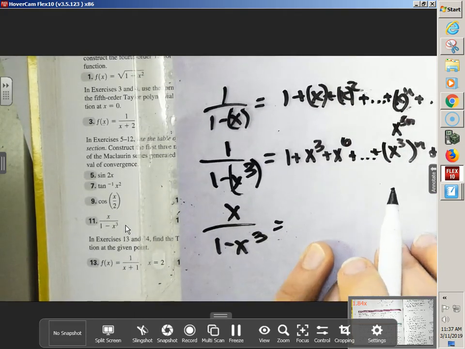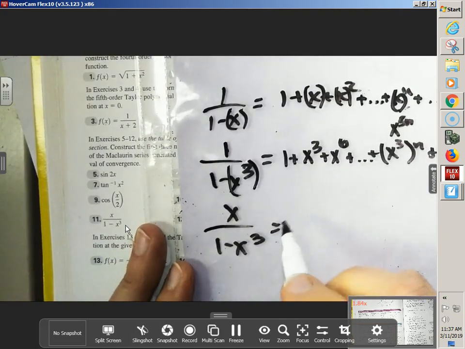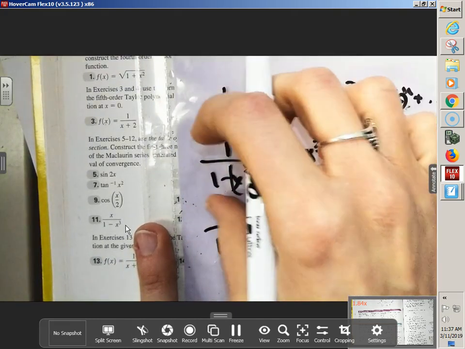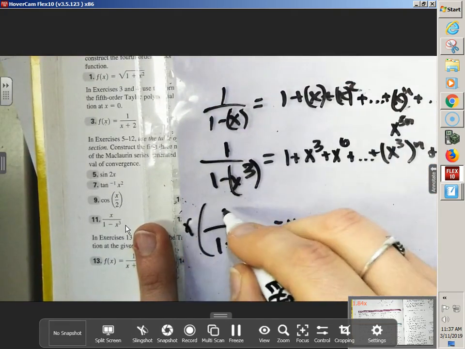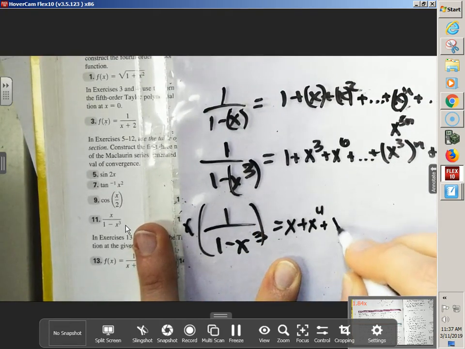So I'm kind of building the general term too. Does that make sense? And then times x. That's what you were saying, Riley. So then times, and Hannah, does it make sense? I'm just multiplying the whole thing by x, which means I can distribute. So x plus x to the 4th plus x to the 7th.